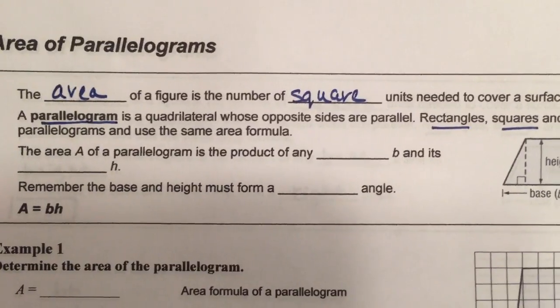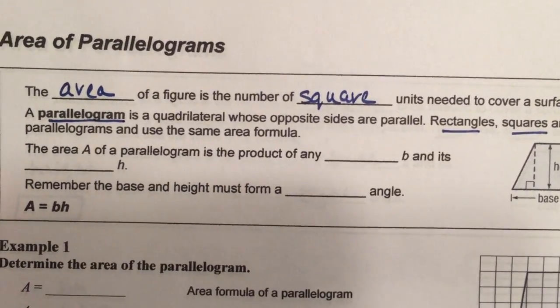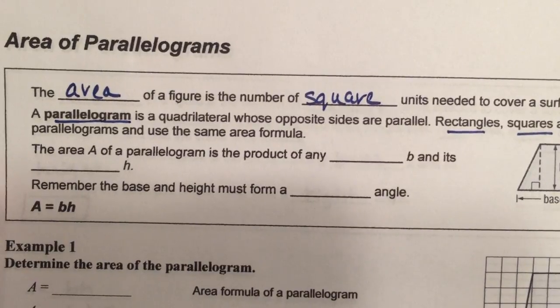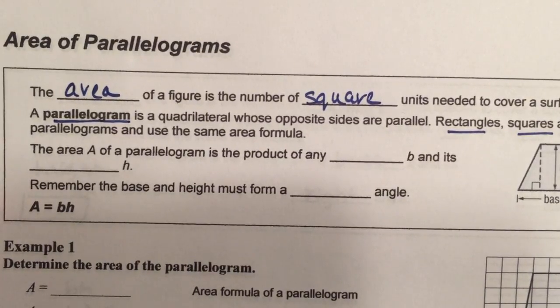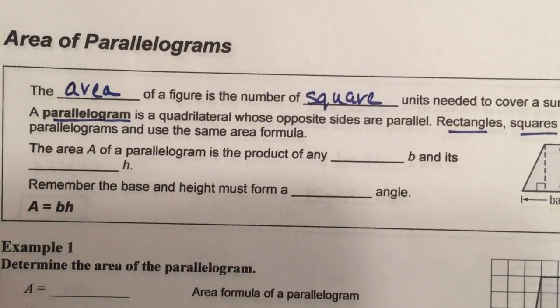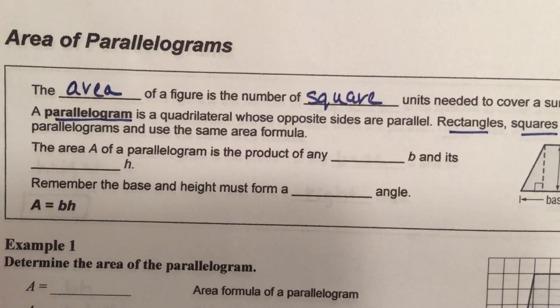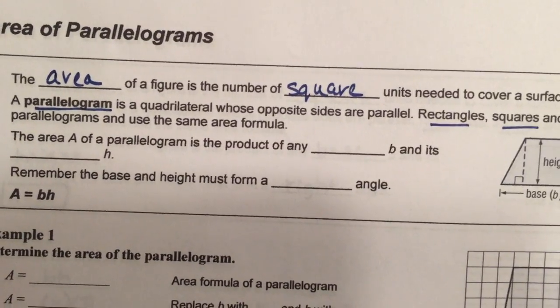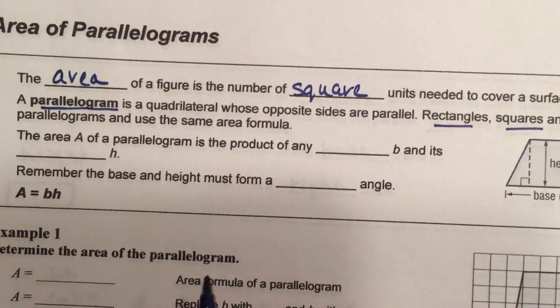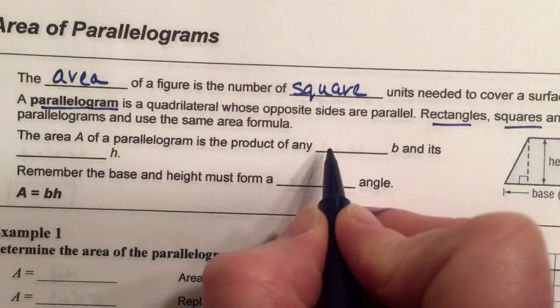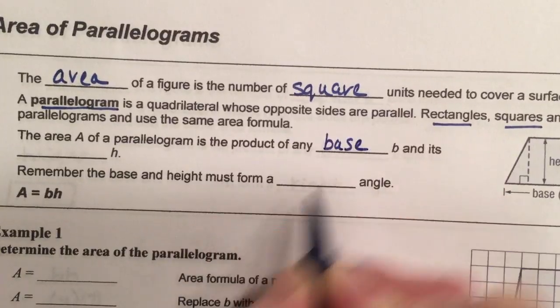And in elementary school, you may have been taught that the area of a rectangle is length times width. And that's still true, but that only applies really to rectangles. So we're going to broaden the area formula and make it include all parallelograms. So it looks a little different maybe than what you learned before. It's still the same basic idea. The area of a parallelogram is the product, meaning you multiply, of any base and its height.